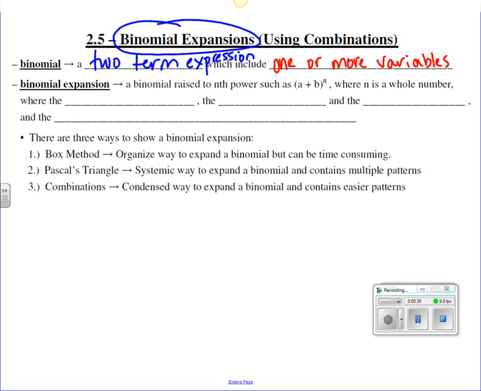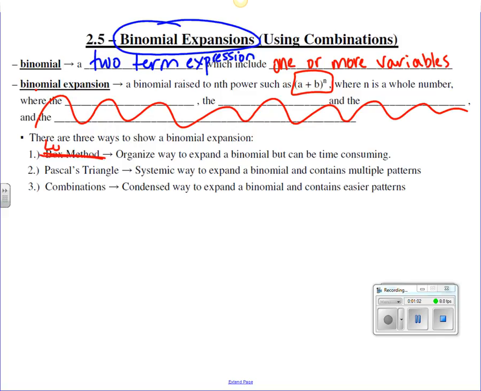You don't need to memorize that. Just giving you some background information. So binomial is a two-term expression which include one or more variables. Today we will be doing what's called binomial expansion, where you have a binomial raised to a power. Okay? And we're not going to fill in these blanks because I think it's more confusing than helpful. So today we're going to be doing a binomial raised to a power.